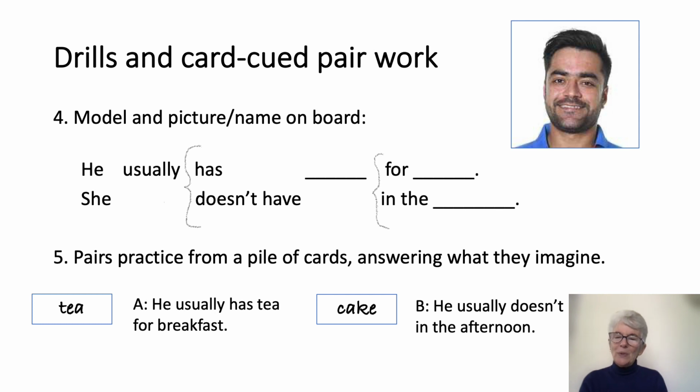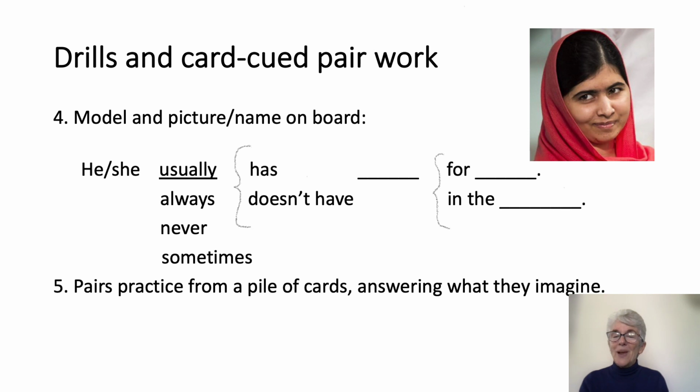Low-level students will simply make sentences from the model, but more advanced students might add something. He usually doesn't eat cake in the afternoon. No, I disagree. He plays cricket all day. He eats cake whenever he wants to. It's good to be ready with 3 to 5 different photos. So after a few minutes, I change the photo or the name, and the students shuffle the cards in a pile again to start the next round.